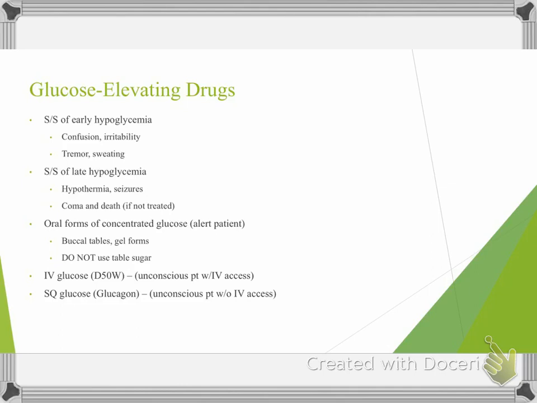It has to be broken down in order to be effective, so it would take too long to create an effect. IV glucose, which would be D50. Use this in an unconscious patient with IV access. For a patient that's unconscious and doesn't have IV access, you can use sub-Q glucose, which is glucagon. So glucagon, remember, tells the liver to break down glycogen into glucose.